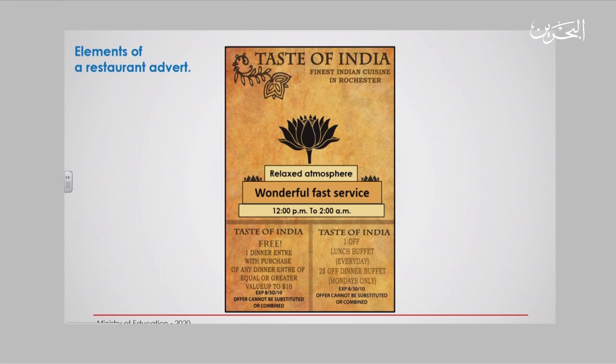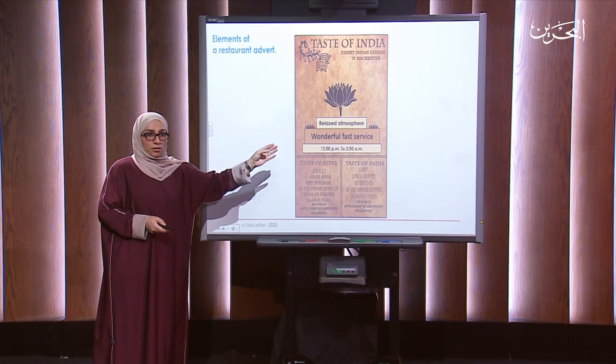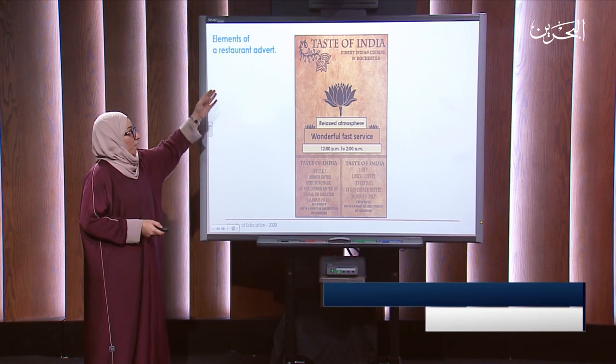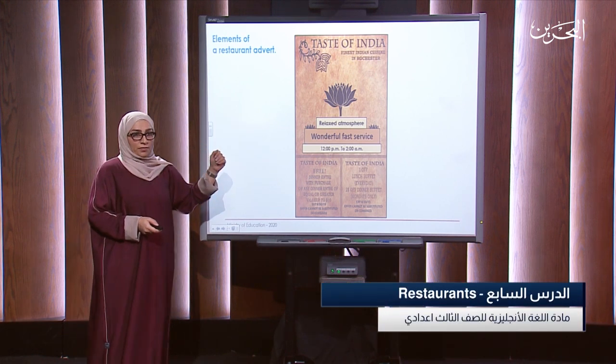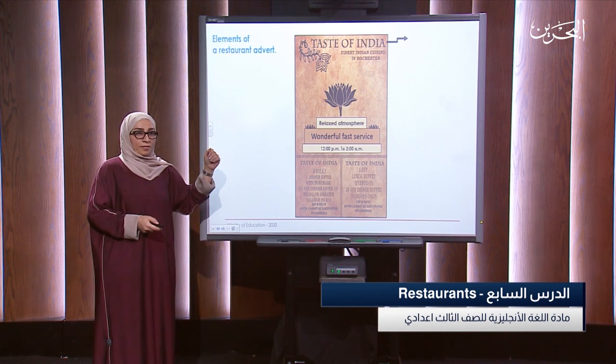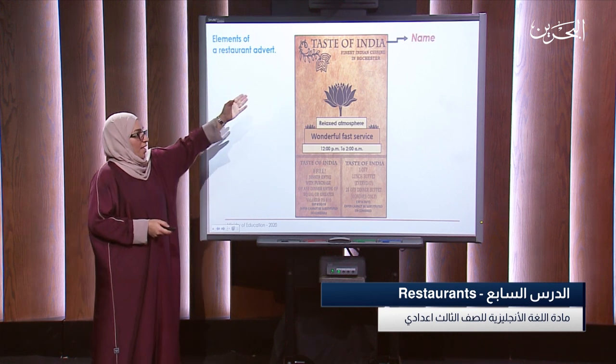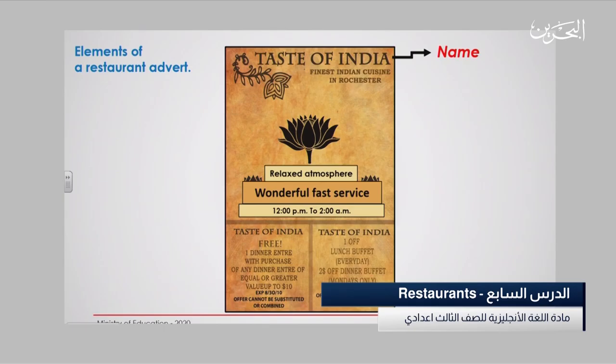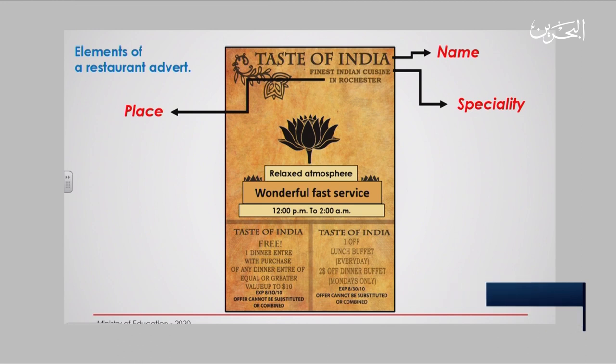Here, you have an advert of a restaurant. We want to go through it to find out the elements of a restaurant advert. We will start. We have the name of the restaurant, Taste of India. Place, it's in Rochester. The specialty: what type of food is this restaurant special in? For example, Indian food.